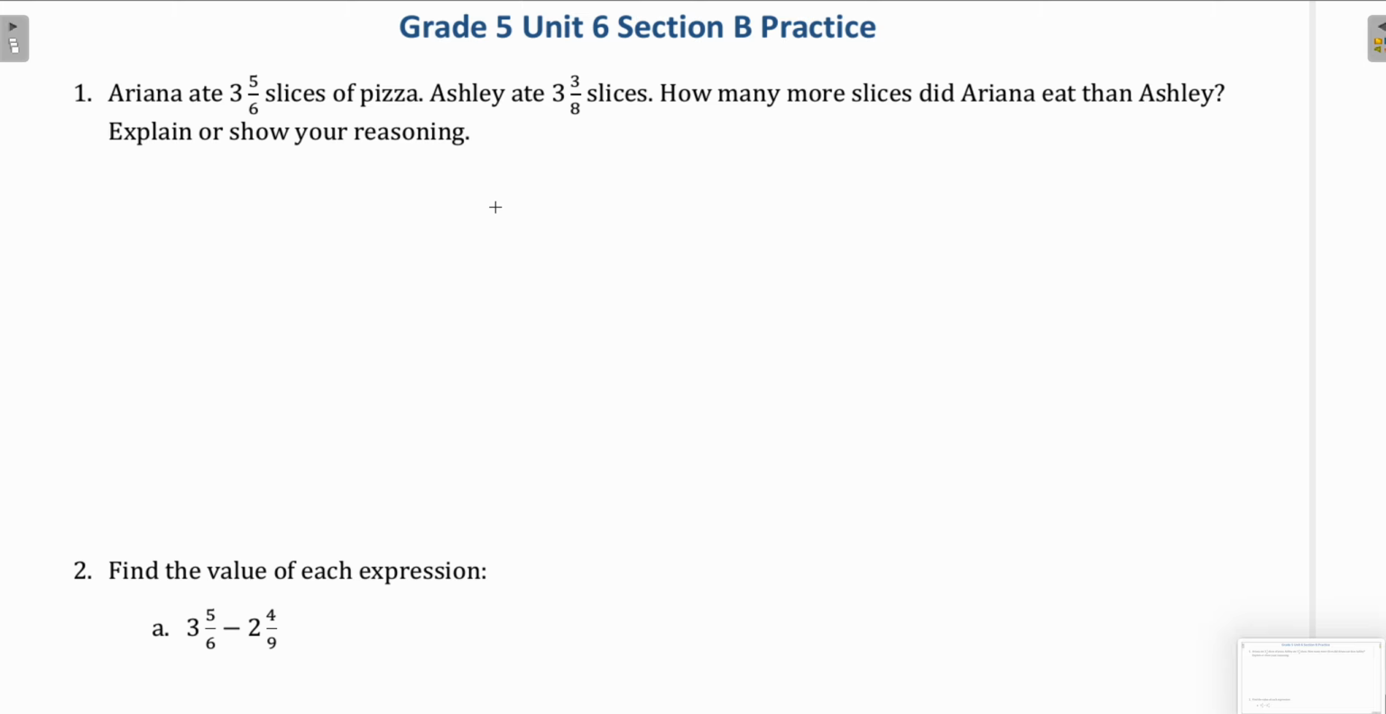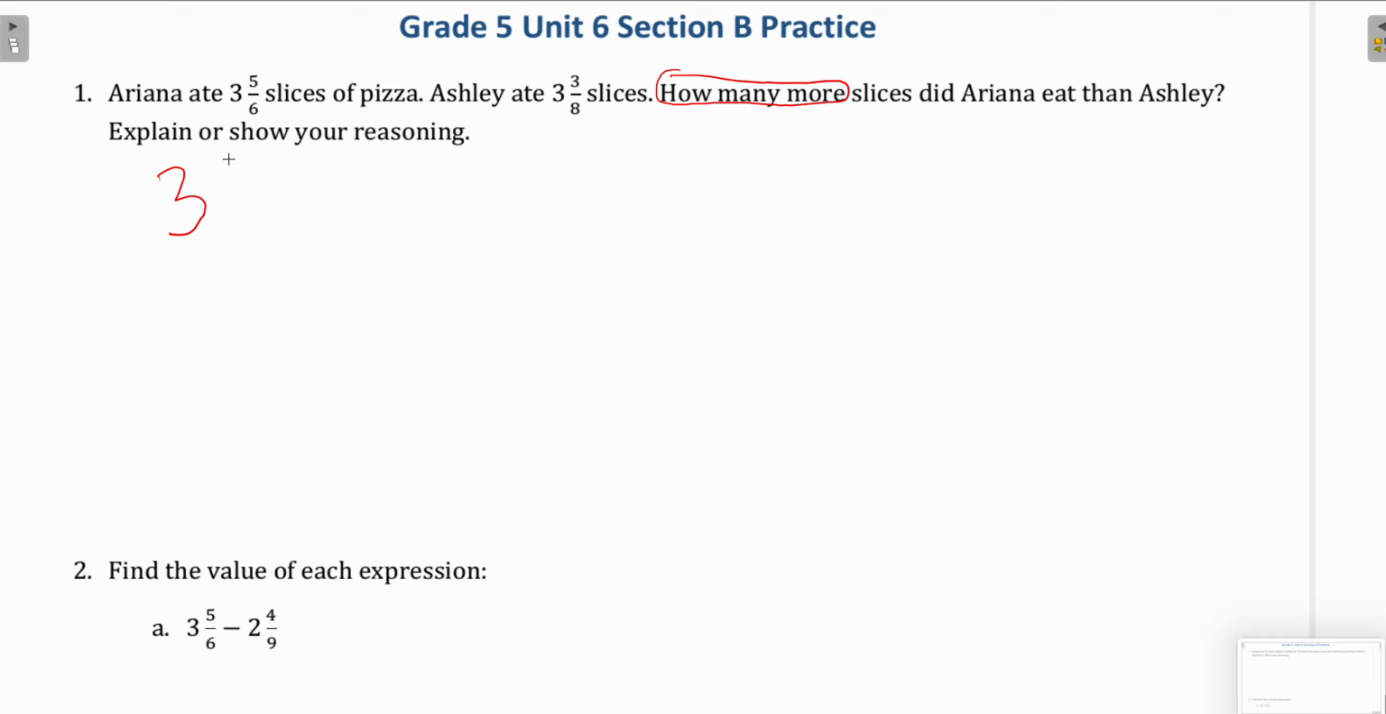All right, so let's underline some important words that will tell us about what kind of operation we are going to use. This word here, how many more? This word indicates that we have to find the difference. So we have to find the difference between what Ariana ate and what Ashley ate, because we want to find out how many more slices did Ariana eat than Ashley. So let's go ahead and find that difference.